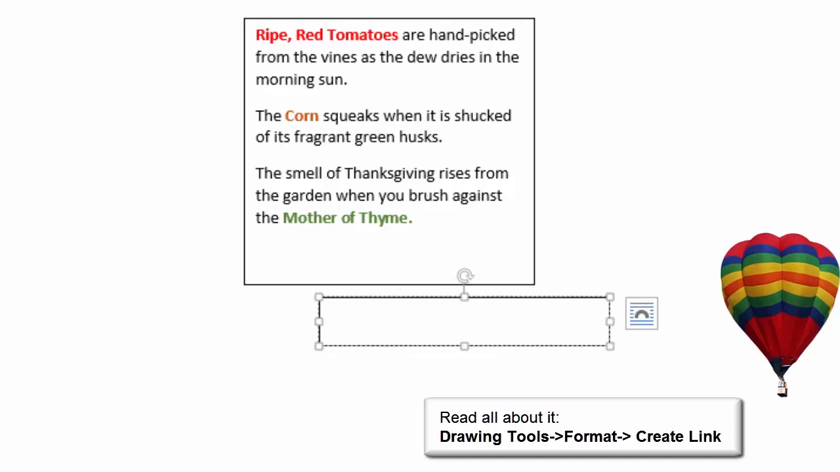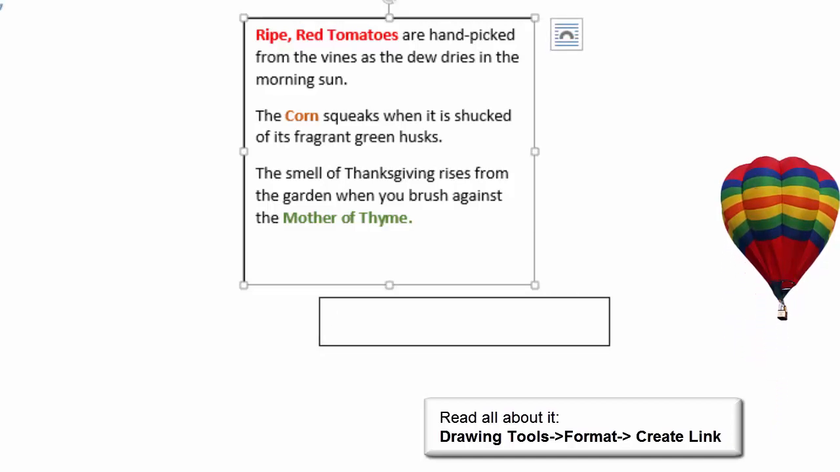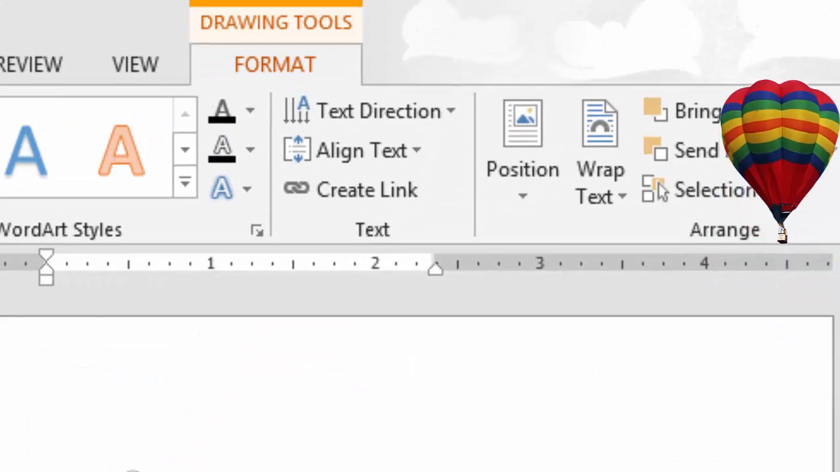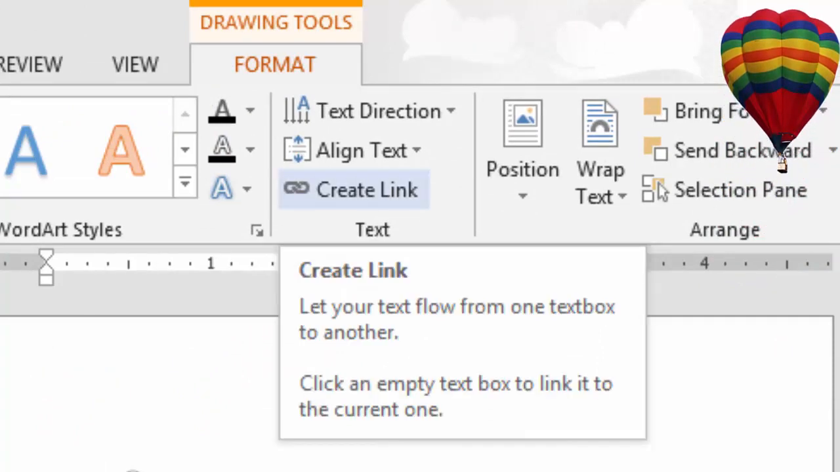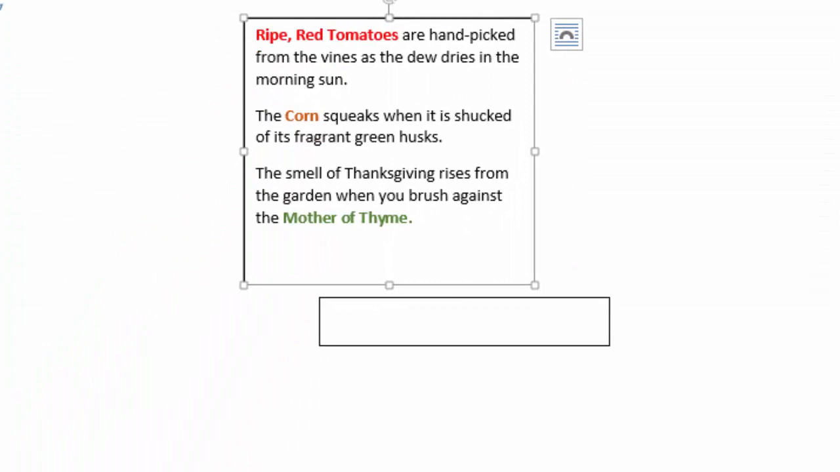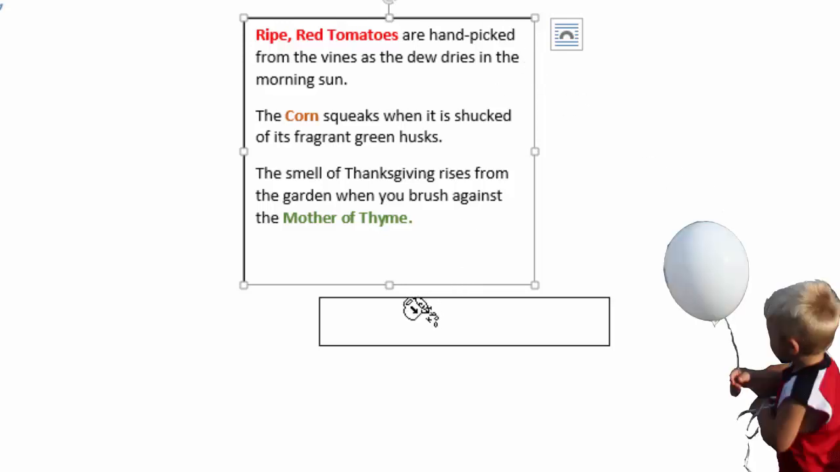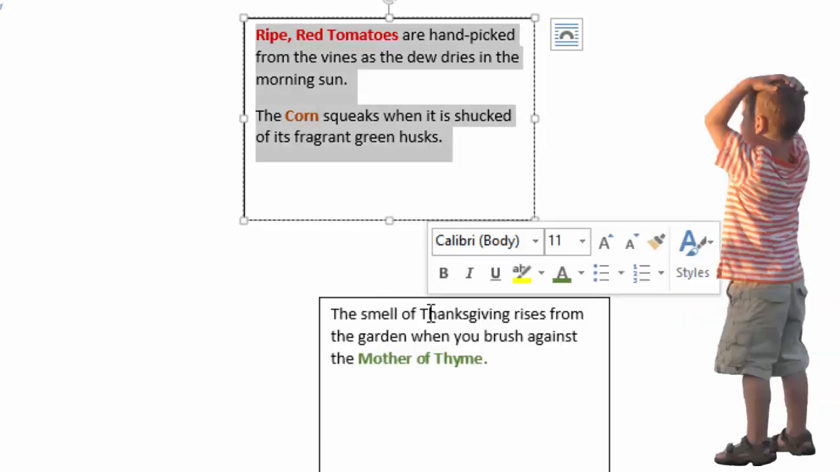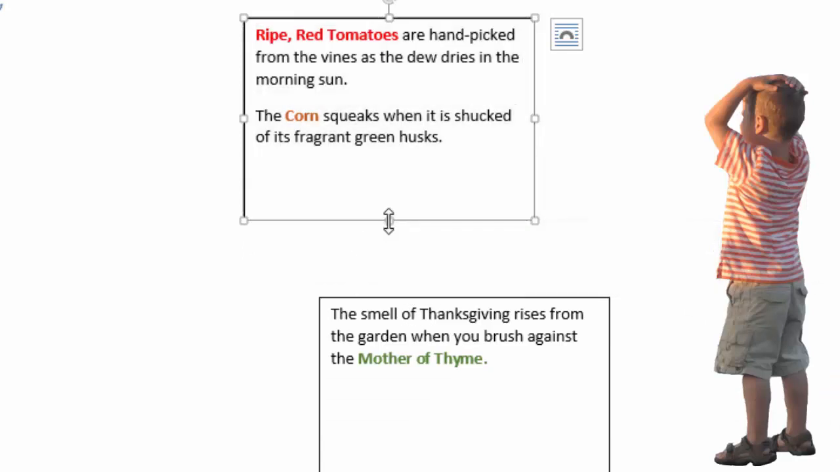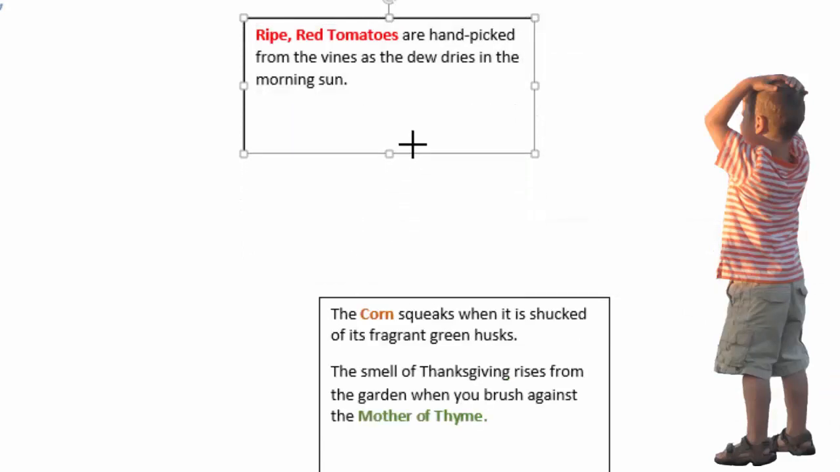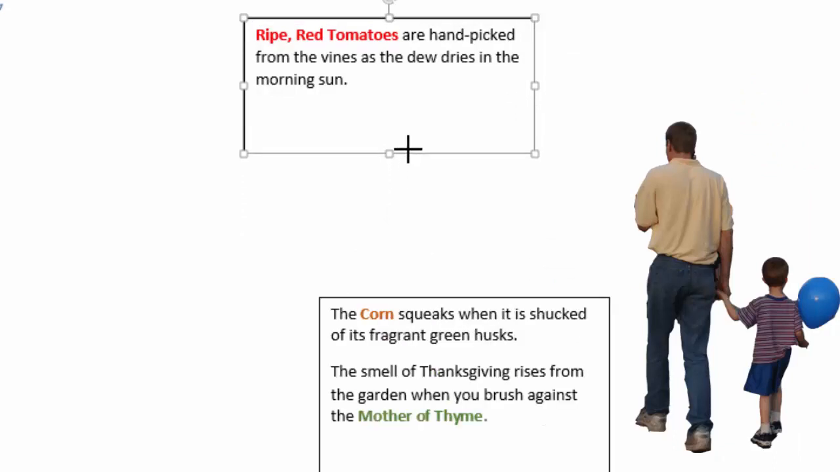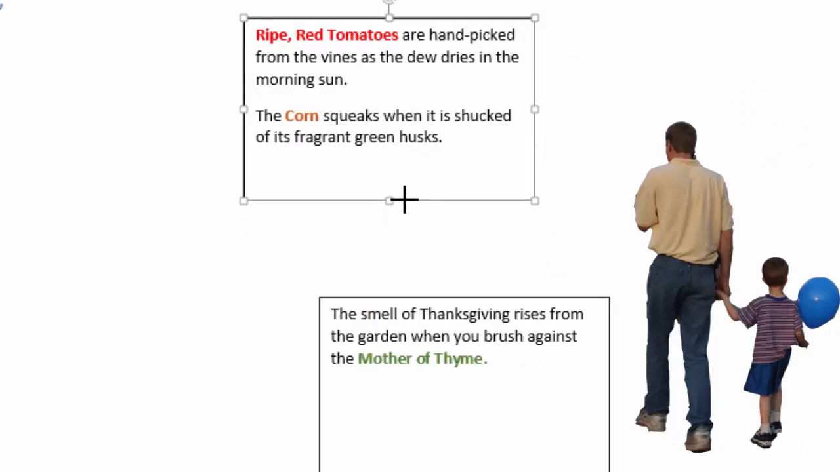Click on the first text box that has the ripe red tomatoes. Go to Drawing Tools, Format, Create Link. When you click on Create Link, you're going to have a different shape following your mouse. Bring your mouse down to the second empty text box. What do you see? My mouse looks like it has a measuring cup that's going to pour out the text into the second box. Click on the second text box. That looks like it worked. Okay, done and done. Linked text boxes are an important part of the publishing industry.